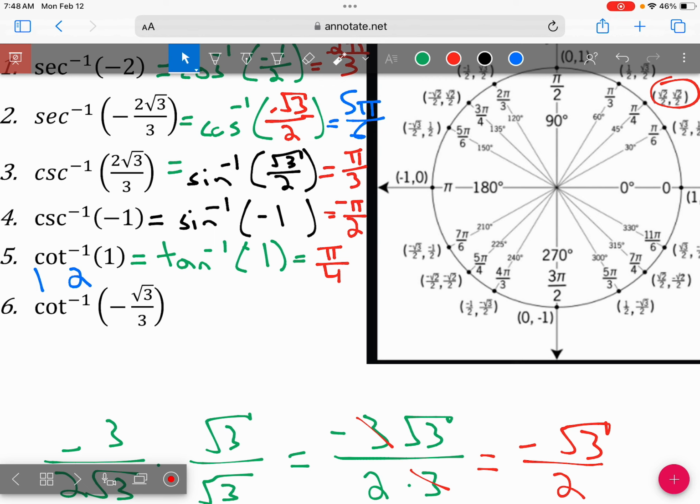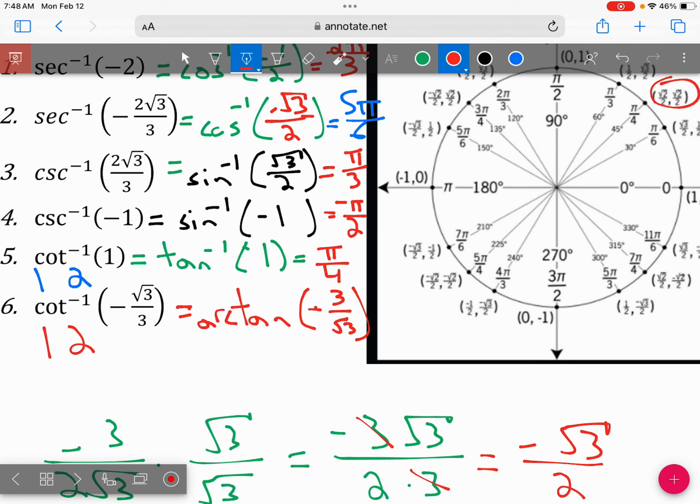Inverse cotangent of negative root 3 over 3, this is where it can get tricky. Inverse cotangent, we got to rewrite as inverse tangent. When you guys are writing it, you can always write it in this form, but just know on the test, if we ask you arctan or arc anything, that's another way to just say inverse. Here the reciprocal of the inside is -3 over root 3.